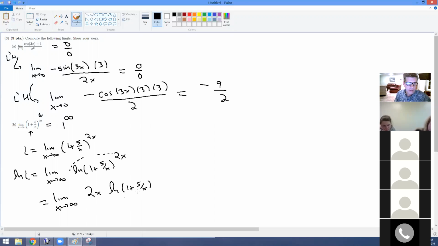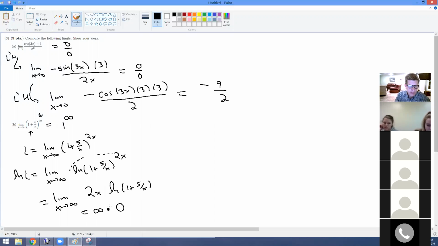What happens when we plug in infinity now? You get infinity times 0. Infinity times natural log of 1, which is 0. Now they're indeterminate form. What do we do with those? We factor it. So I've got it factored.